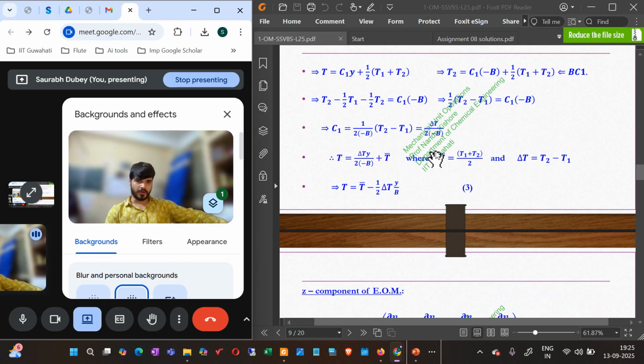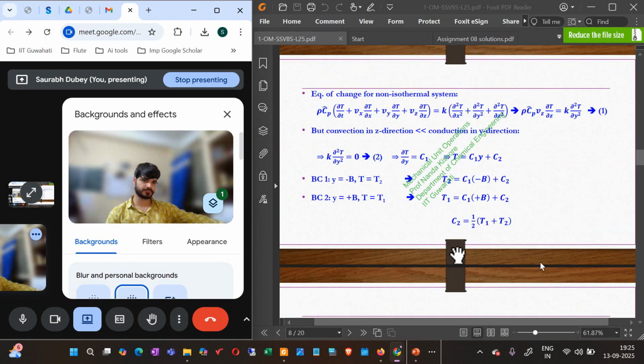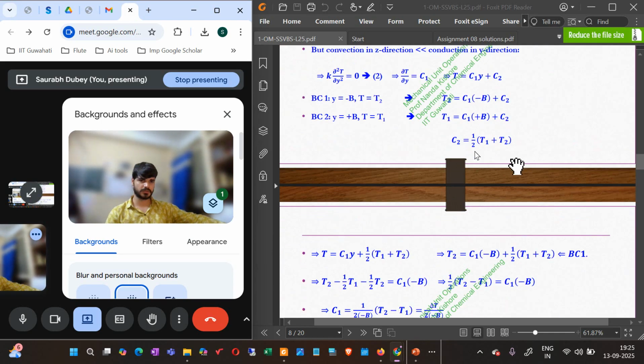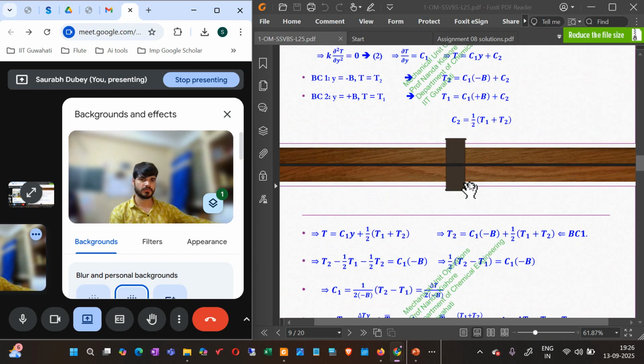C2 came out and C1 also came out, right? Then based on that, this is the temperature profile that you are having. Okay, T equals C1 y plus C2. Okay, C2 is T bar.